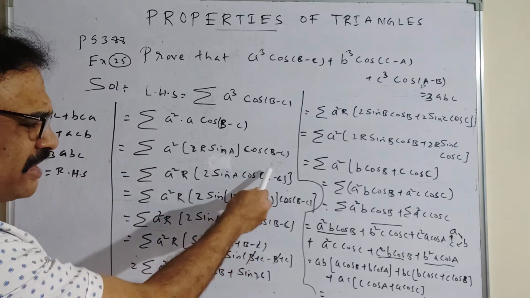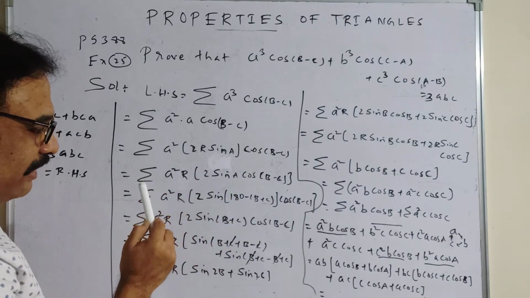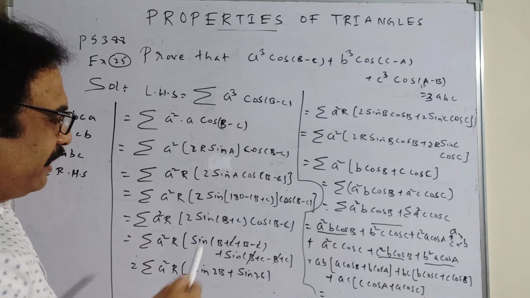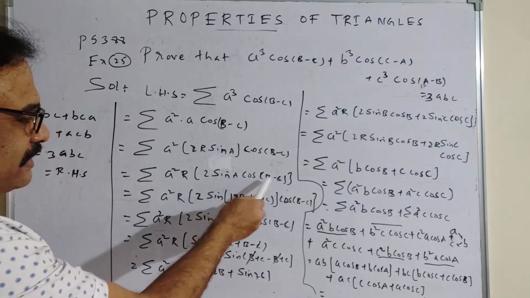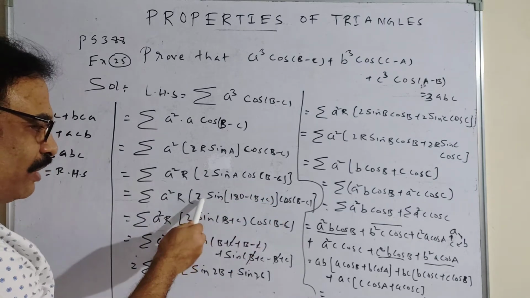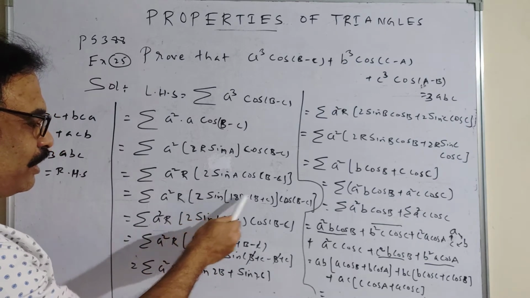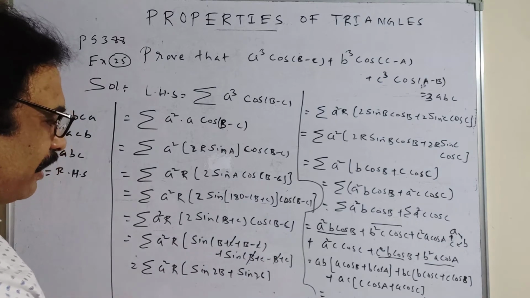Now this is one compound angle and this should be converted as a compound angle. We know that the sum of the angles in a triangle is 180 degrees. A can be written as 180 minus of b plus c, and this is cos of b minus c. We know that sine of 180 minus theta is sine theta. So you are getting 2 into sine of b plus c, and this is cos of b minus c. Now coming back to the point.